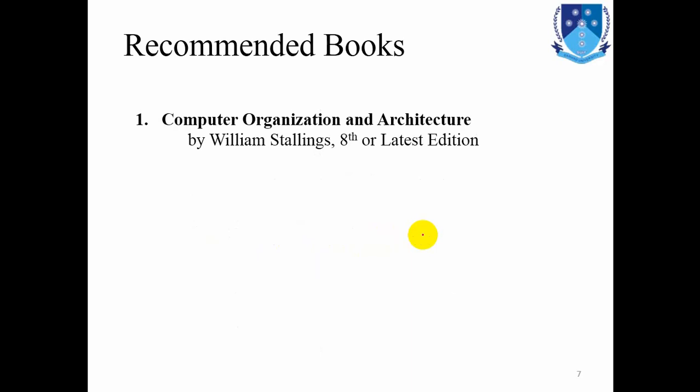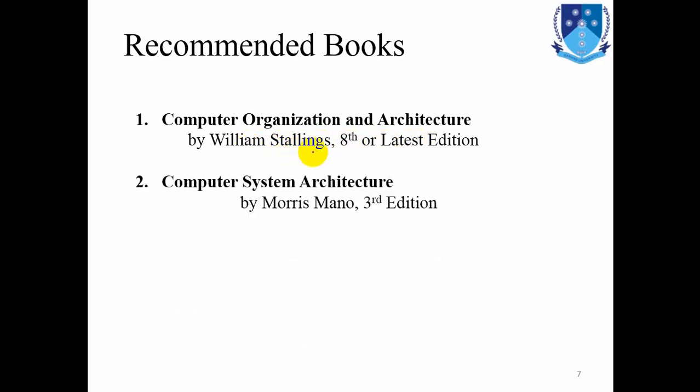Recommended books for this course include Computer Organization and Architecture, authored by William Stallings. We are using the 8th edition of this book. If you have any later edition or even an older edition, it is also acceptable.